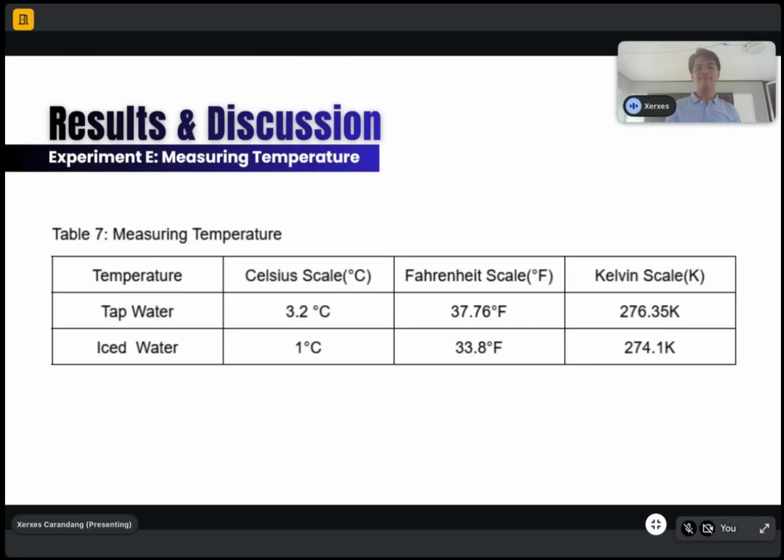For experiment E, measuring temperature, we measured tap water and ice-cold water, then converted their temperatures into Kelvin and Fahrenheit. For the temperature of tap water, we recorded 3.2 degrees Celsius, converted into Fahrenheit, which would result in 37.76 degrees Fahrenheit and 276.35 Kelvin. And for the temperature of ice water, we recorded 1 degree Celsius, converted into Fahrenheit and Kelvin scale, which resulted in 33.8 degrees Fahrenheit and 274.1 Kelvin.